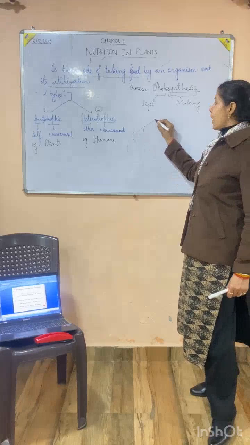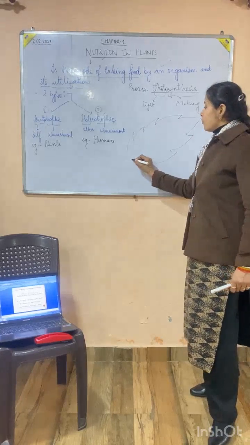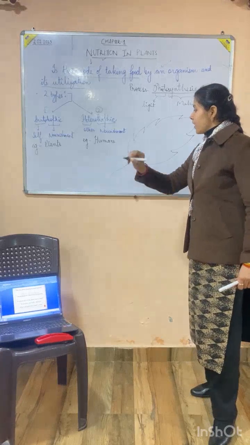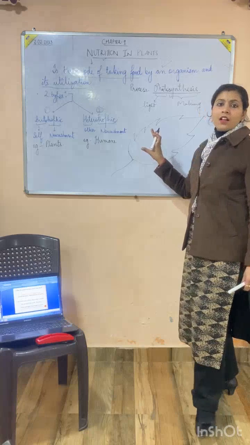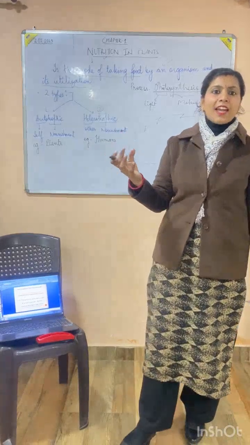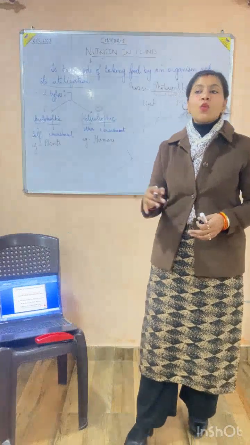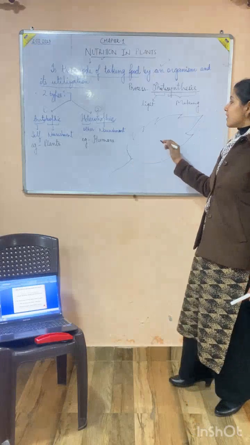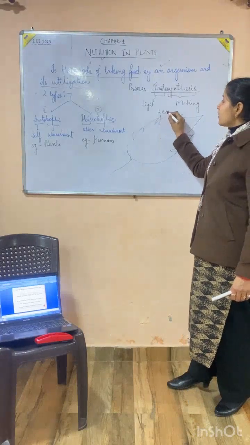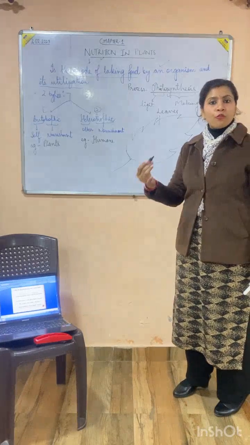As I draw the rough diagram of a leaf, we can say that plants require a special place. As we know, we make food in our kitchen. So what is the kitchen for a plant? Yes, the answer is leaves. Leaves are the kitchen for plants for making their own food.